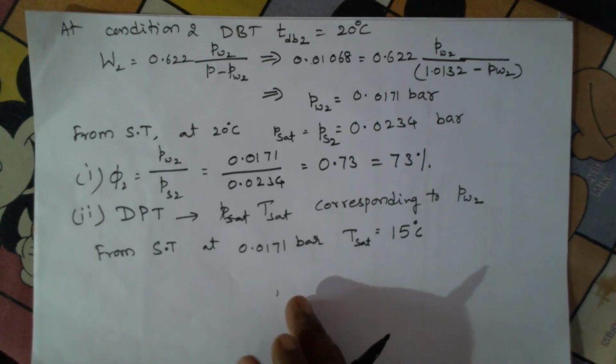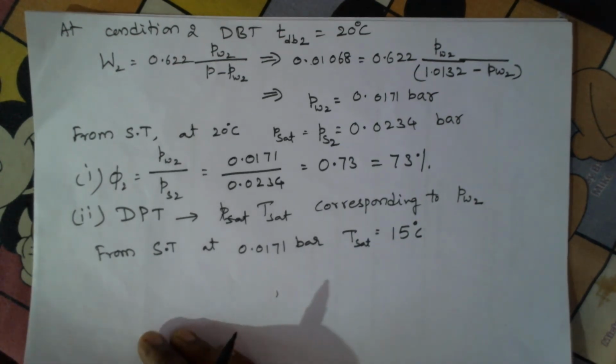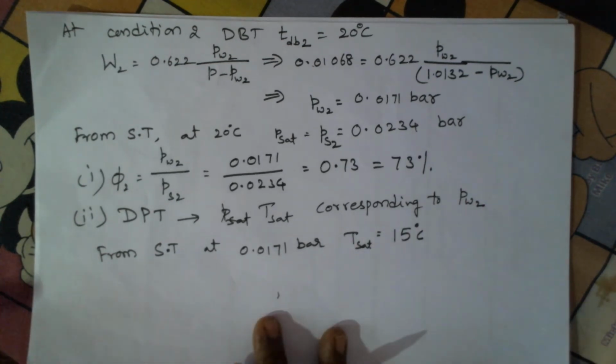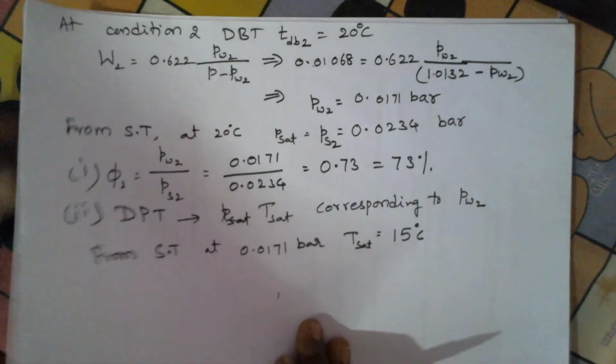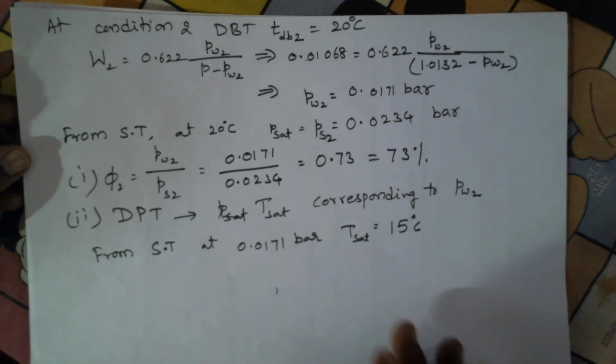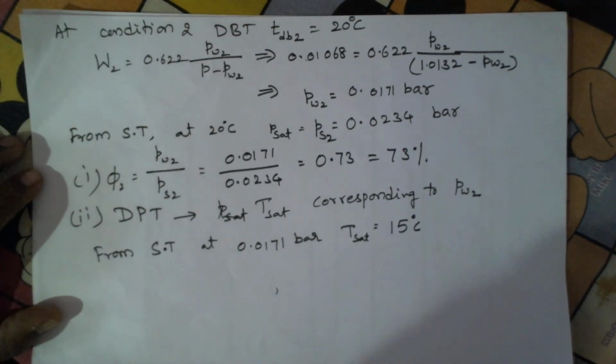So it is simple, but what you have to remember is the formula, wherever it is appropriately to be used, and second, taking readings or values from steam tables. Okay, so I hope it is clear. Let us meet in the next problem. Thank you.